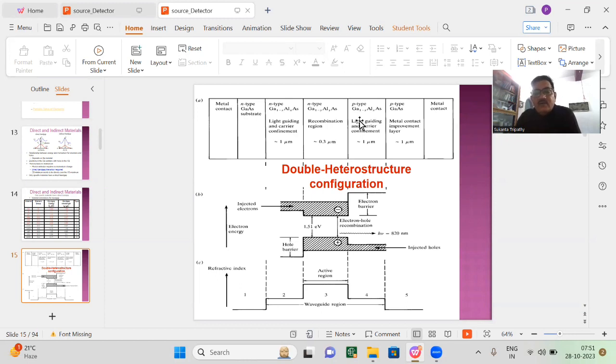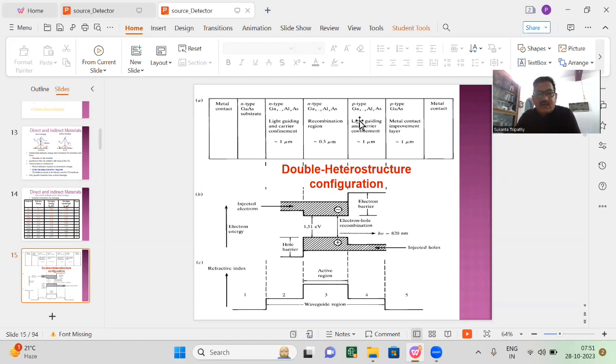So therefore, what you will do here is you will put a same material layer as that of the left-hand side, and then the contact which you will get at the right-hand side is again gallium arsenide and the silver. And this is why you have to put another layer which is called as metal contact improvement layer. So therefore, the whole structure is formed like this.